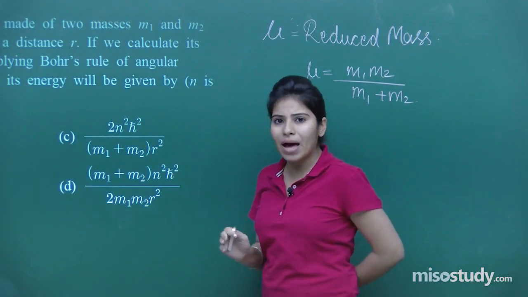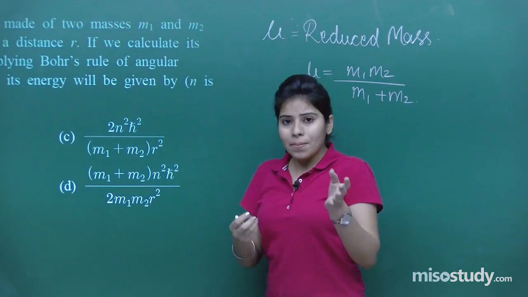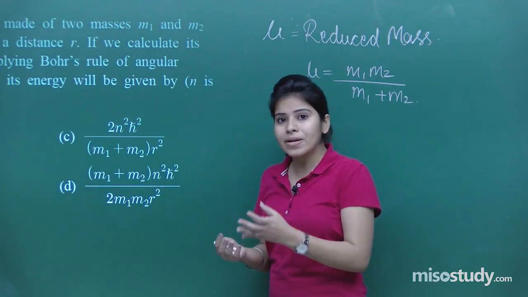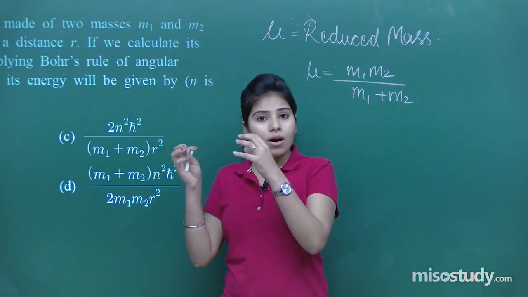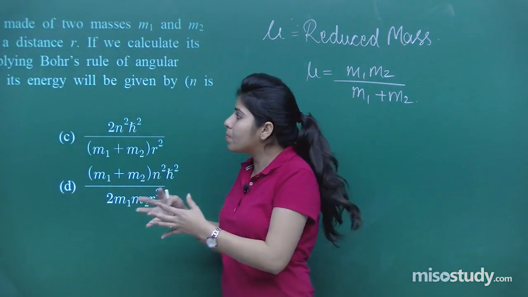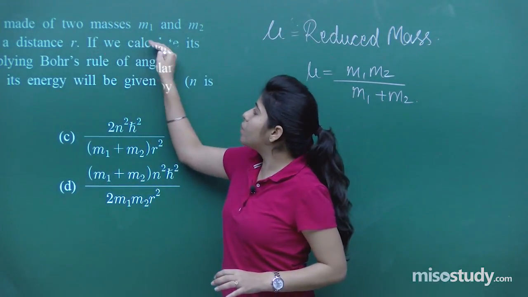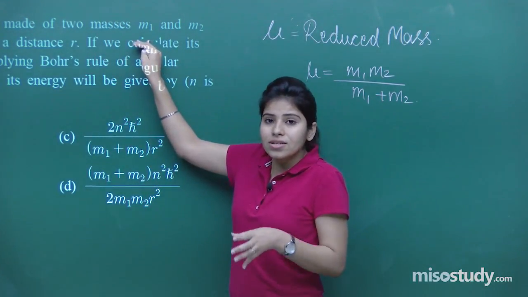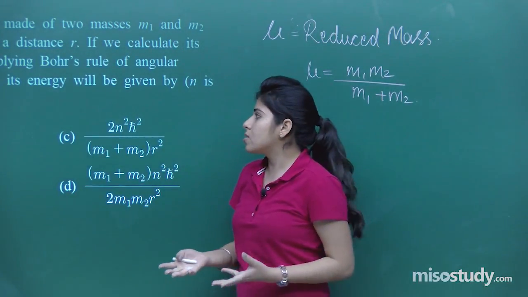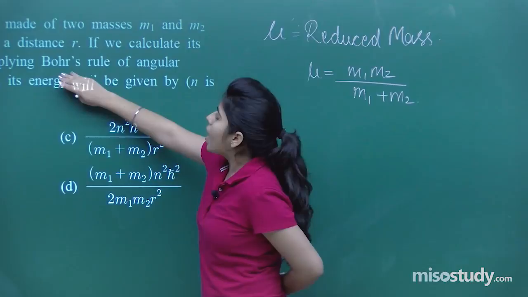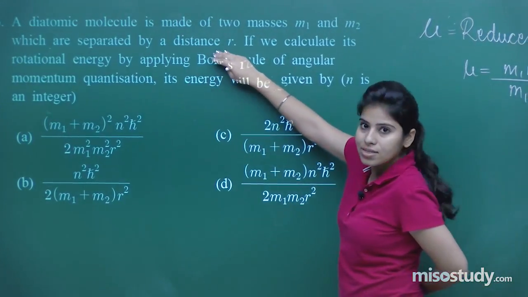You will be saying, ma'am, you haven't started the question and you have started writing formulas. But you know that my habit is that whenever I start reading the question, whatever values come before me, I just write them down. And from here I am getting the information that I can convert these two masses into one particular mass. So I am just writing it over here. These masses are separated by a distance r.